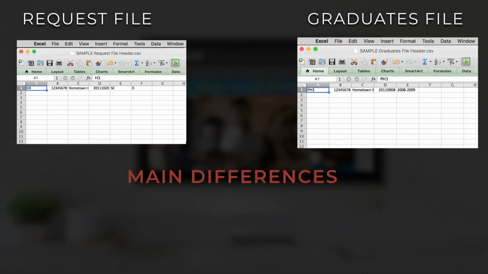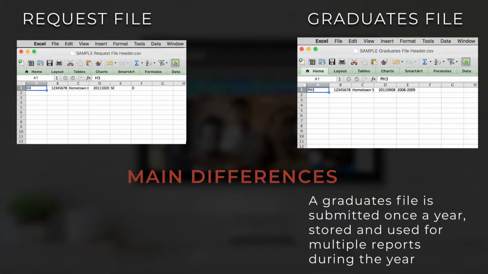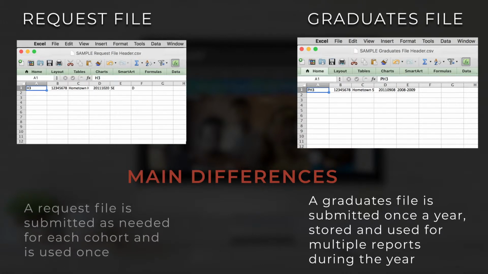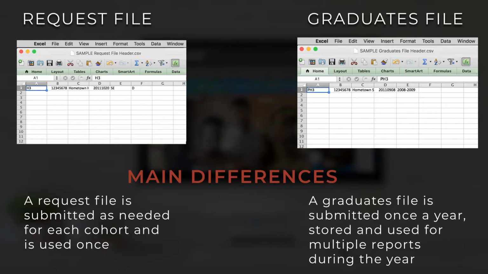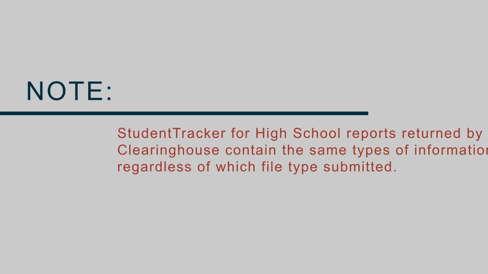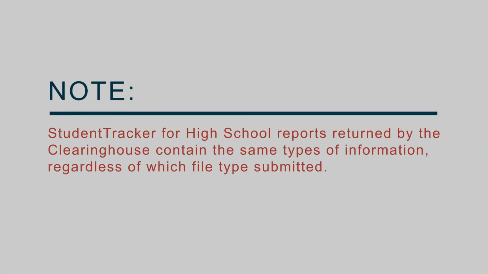Main differences between these two types of files are as follows. A graduates file is submitted once a year, stored, and used for multiple reports during the year. A request file is submitted as needed for each cohort and is used once. However, it is important to note that StudentTracker for high school reports returned by the clearinghouse contain the same types of information, regardless of which file type submitted.